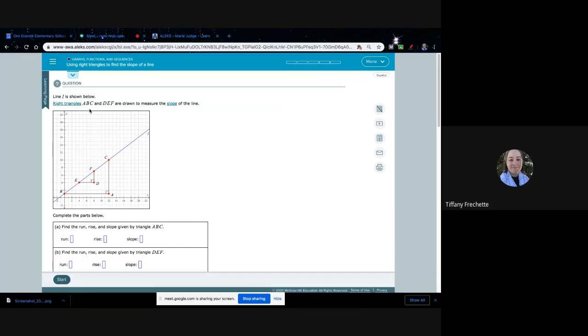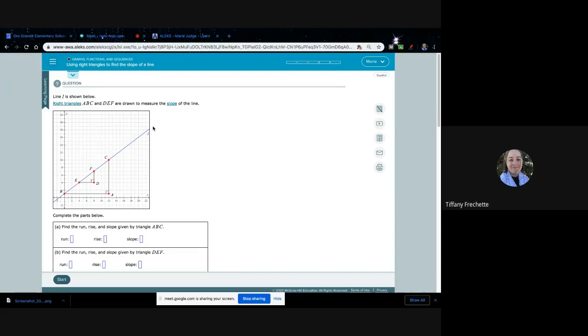Using right triangles to find the slope of a line. We're going to use right triangles and figure out how to change a right triangle, the length and the width or the height, into the slope of the line. Down below, line L is shown. Line L is this blue line going through here. And then right triangles ABC and DEF are drawn to measure the slope of the line.